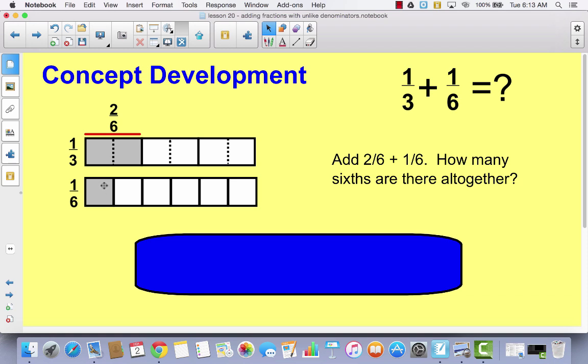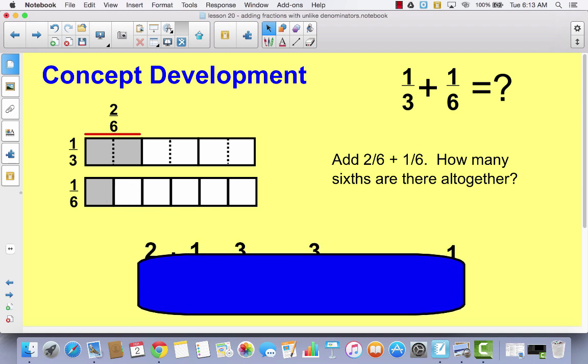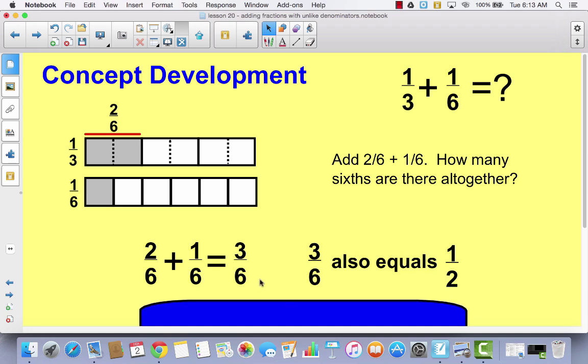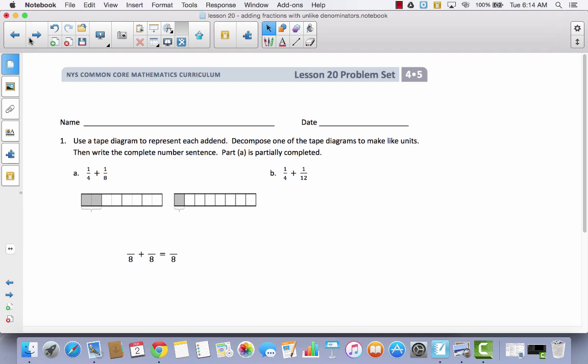And then we're going to add that to 1 out of 6. So now I have 2 sixes plus 1 six. How many sixes is that altogether? Well, it is 3 sixes. So what is 1/3 plus 1/6? It's actually 3 sixes. So see how that completely changed this? Because 1 plus 1 is 2, and 2 doesn't even end up being the denominator. So you have to rename this fraction so that you can have like units. And that's what we're going to practice doing today in our problem set.